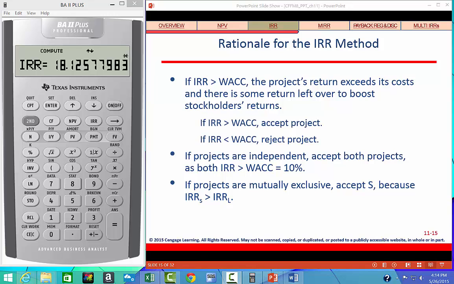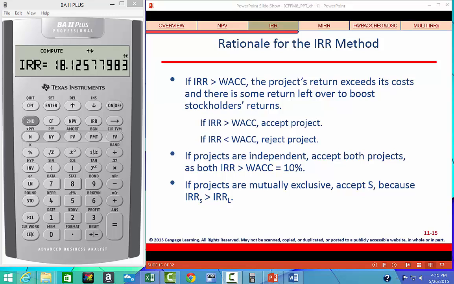One other thing to consider is a question like this. Would the projects' IRRs change if the weighted average cost of capital changed? No, they would not change because of that. The IRR is calculated totally independent of the weighted average cost of capital. So IRR S and IRR L would remain the same numbers even if the weighted average cost of capital changed.